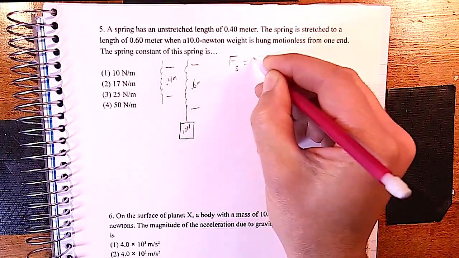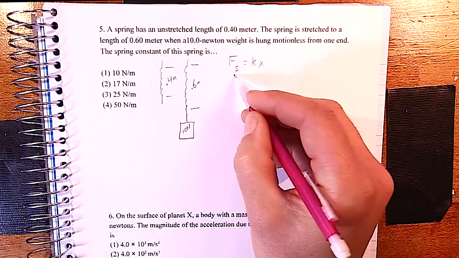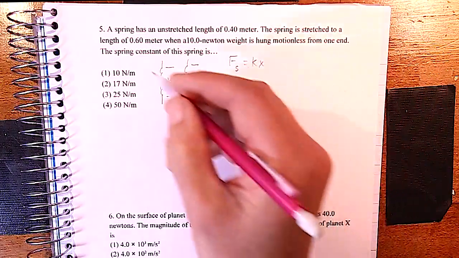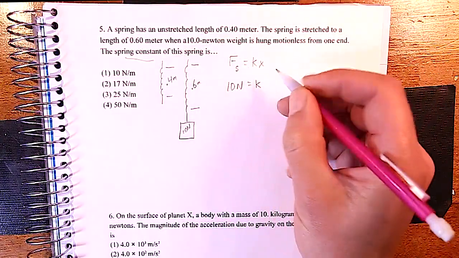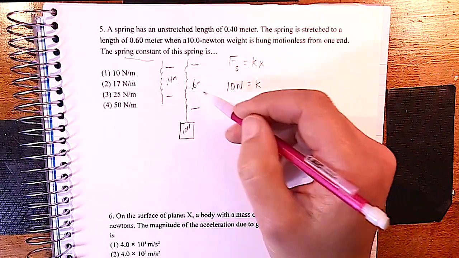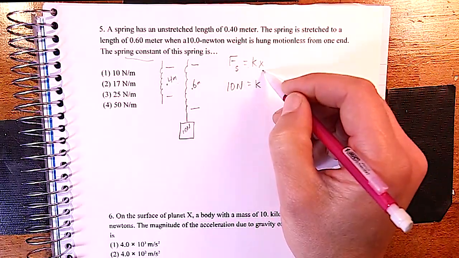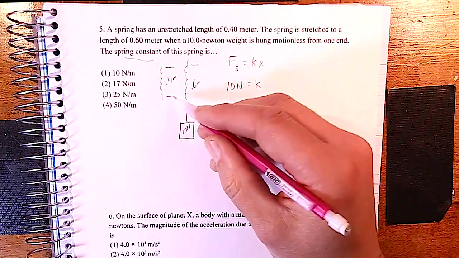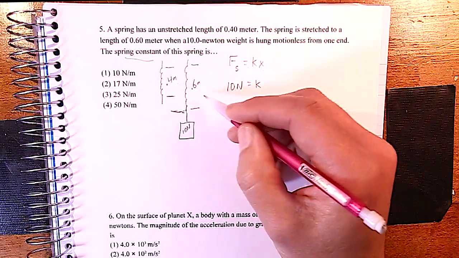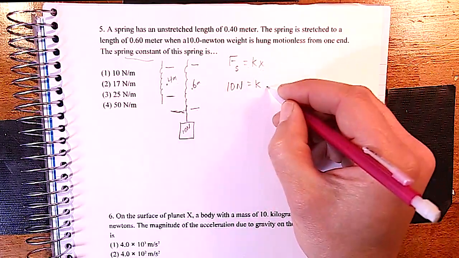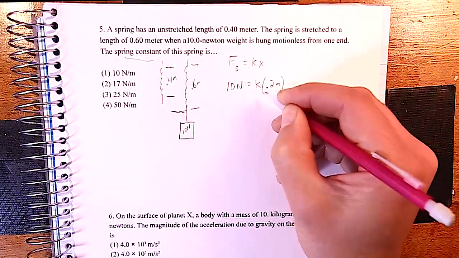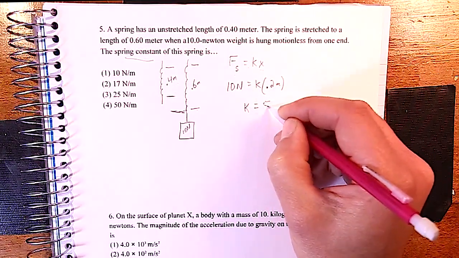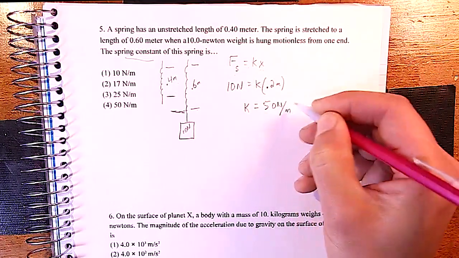So we can do Fs is equal to Kx, and the force on the spring is 10 Newtons. We're looking for K, the spring constant. And what's X? Is it 0.4? Is it 0.6? Remember, X is the change in length from equilibrium. So that's going to be from there to there. So that's final minus initial. So that's actually going to be 0.2 meters. And the answer for that is 50 newtons per meter.